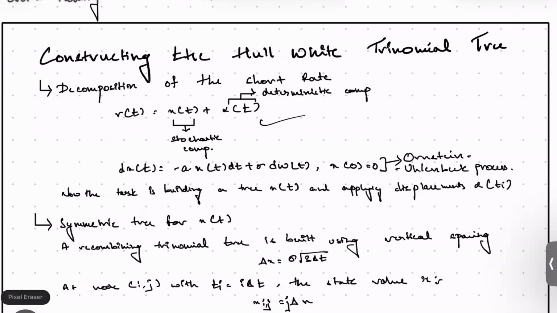The process x of t is defined as a simple Ornstein-Uhlenbeck process that starts at 0 and has a 0 mean reversion level. Therefore, dx of t is equal to minus a times x of t dt plus sigma dW of t. The task is then reduced to building a tree for the simpler process x of t and determining the appropriate shifts, which is alpha of t i, for each time step t i.